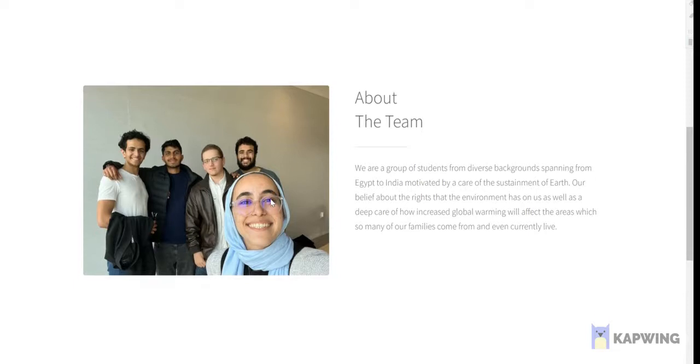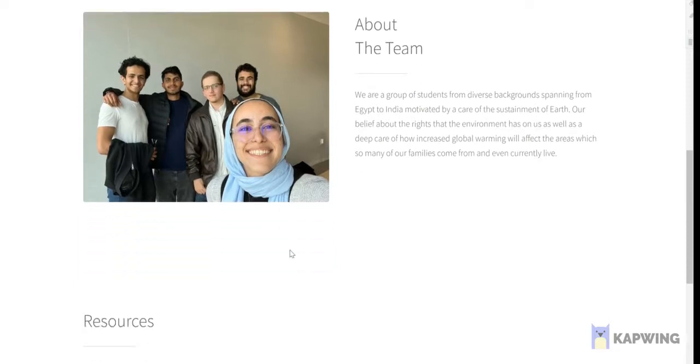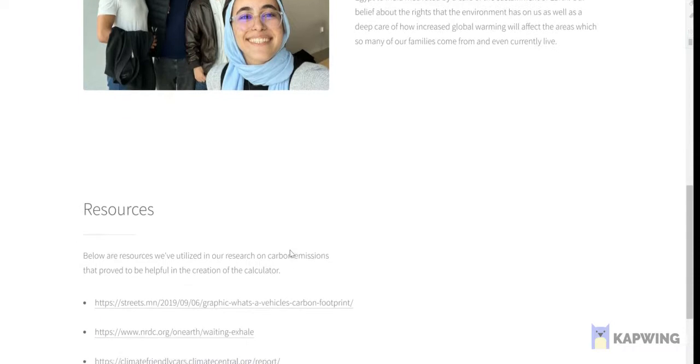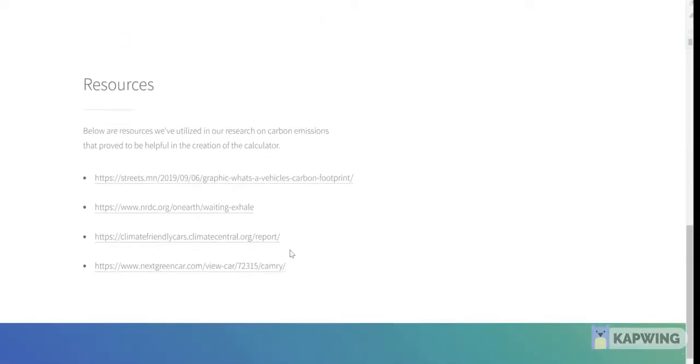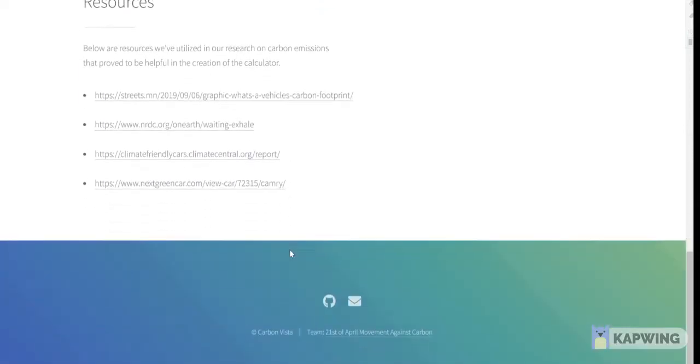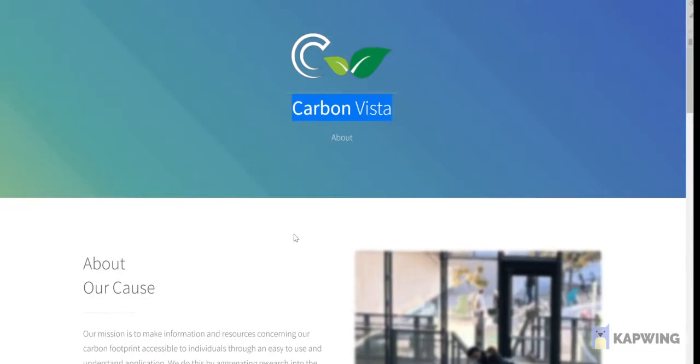Below, we have a list of links that we found to be very useful when it not only came to creating the JavaScript calculator, but also the website. Such links include the fueleconomy.gov website, which gave us the miles per gallon for various cars that we were able to input to our form and JavaScript code.